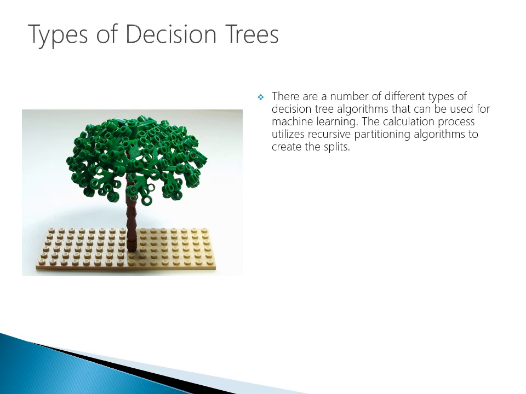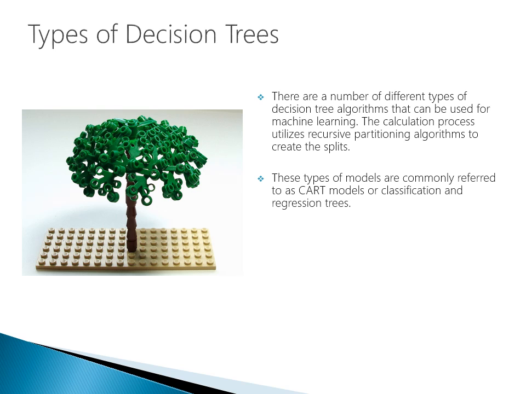Well, there are a number of different types of decision tree algorithms that can be used for machine learning. The calculation process utilizes recursive partitioning algorithms to create the splits. These types of models are commonly referred to as CART models, or classification and regression trees.